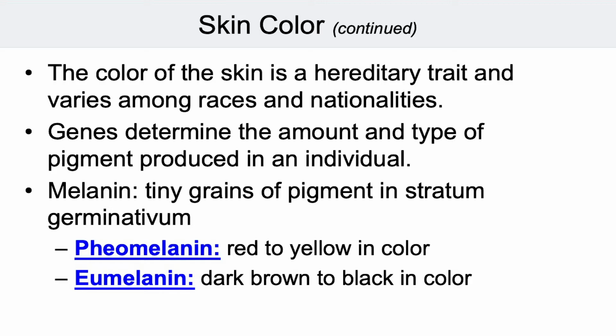Red, yellow, R and Y are near P on the alphabet. So pheomelanin, red and yellow colored hair. Eumelanin is over by B on the alphabet. So eumelanin, brown, black hair. Just kind of a way to remember it.